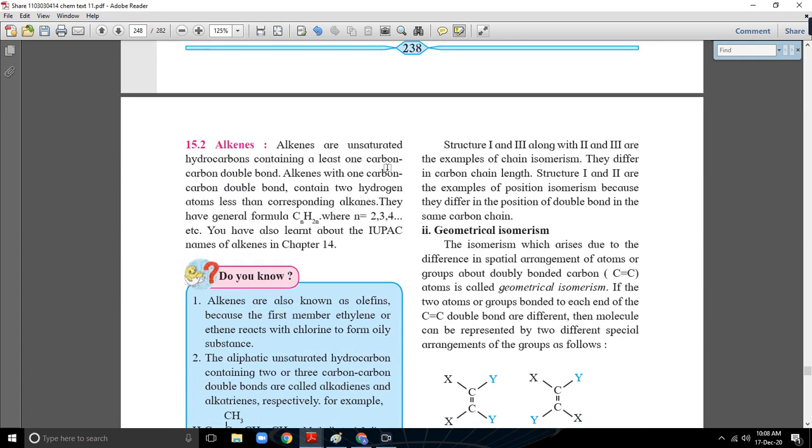So alkenes are unsaturated hydrocarbons containing at least one carbon-carbon double bond. Alkenes with one carbon-carbon double bond contain 2 hydrogen atoms less than the corresponding alkane. They have the general formula CnH2n, where n is equal to 2, 3, 4.